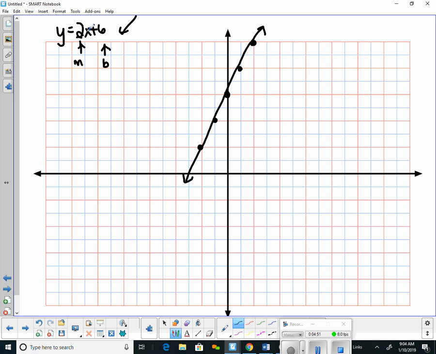Now, this time I do have an equation, so I am going to label my line, and I am done with that. Okay.